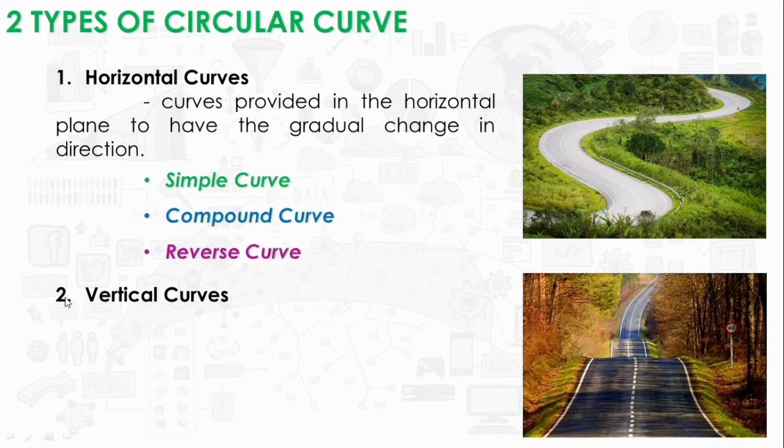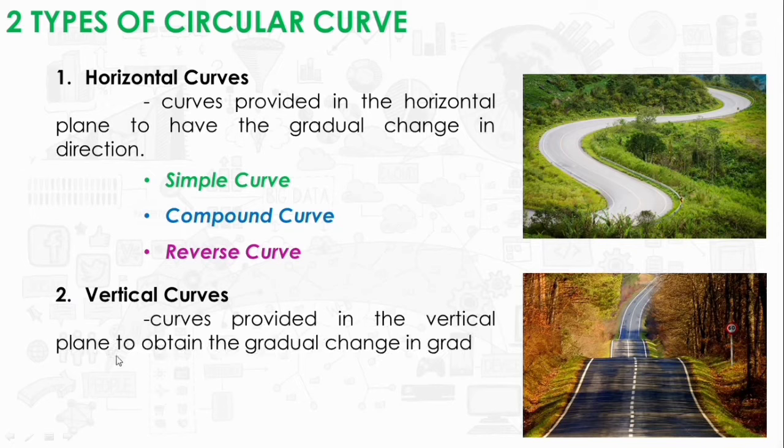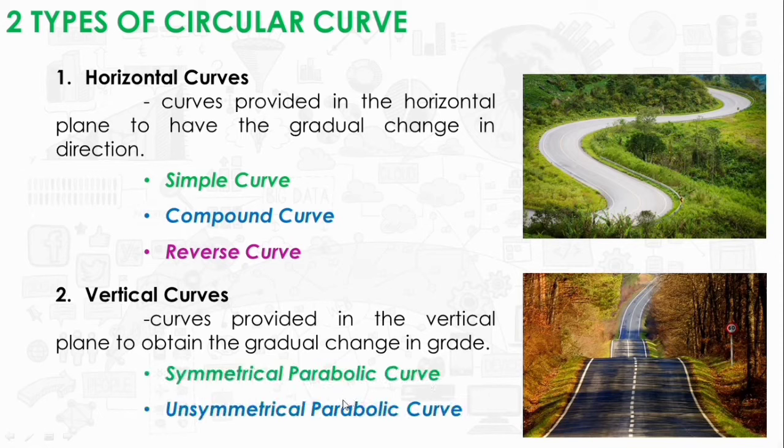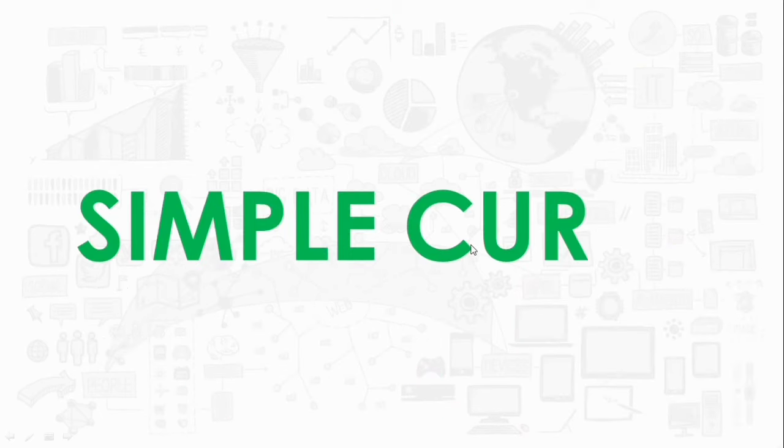While vertical curves are curves provided in the vertical plane to obtain a gradual change in the grade. Earlier, in the horizontal curve, it was a change in direction. Here in the vertical curves, it is for gradual change in grade. Vertical curves are classified into two: symmetrical parabolic curve and unsymmetrical parabolic curve. So first, we are going to discuss the simple curve.